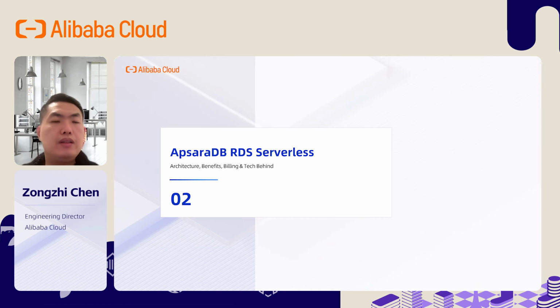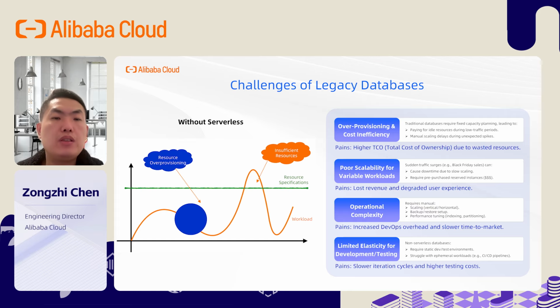So let's start today's technical part: ApsaraDB RDS service, the architecture and the tech behind the RDS service. Before RDS service, let's first look at the challenges of a traditional database. You can see from the left picture, the green line is the resource specification, and the orange line is the workload. At the beginning, there is over-provisioned resource for the workload, so you may waste some of the CPU and memory. And in the middle part, there is insufficient resource, and that may cause your workload to go down.